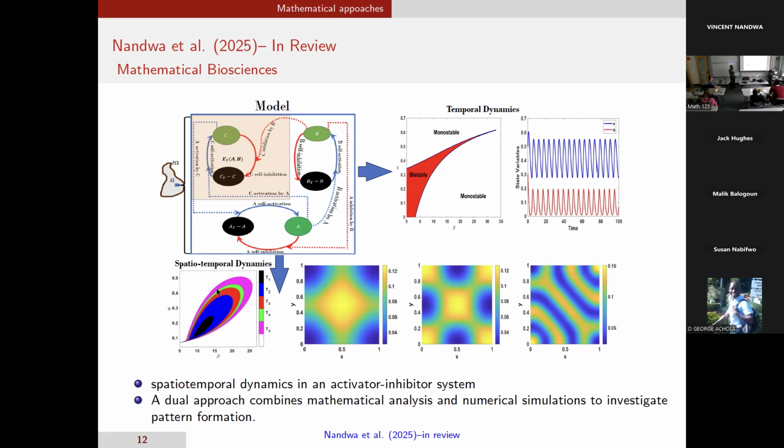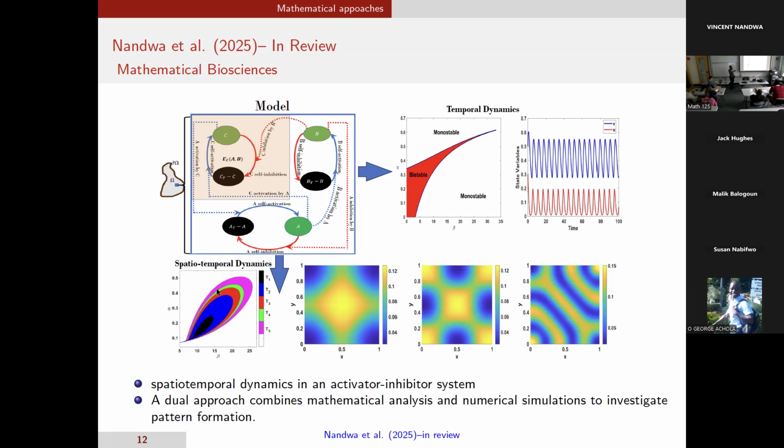And also, Nandwa has different models. But in these models, he also tries to simplify some of the mechanisms we have in the previous models, where you have the Hill function, just tries to model the mass action. And so these are the results. This is just an abstract. We have a mathematical model.